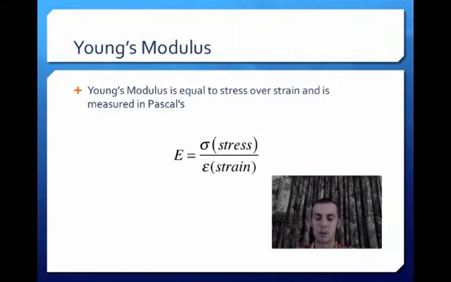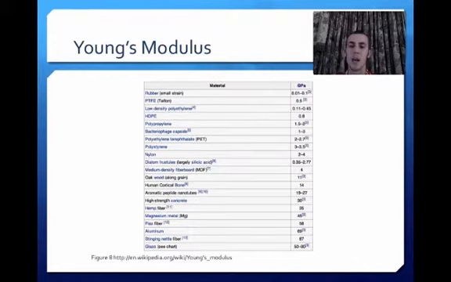Young's modulus, also known as tensile modulus or elastic modulus, is the measure of the stiffness of an elastic material. It is equal to stress over strain and is measured in pascals. This table shows the values of Young's modulus for various materials.